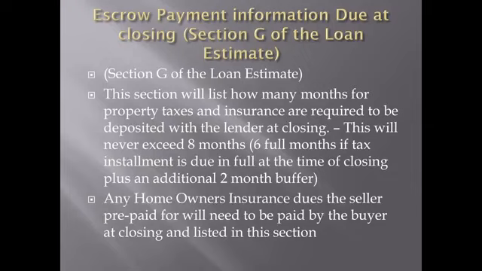Any homeowners insurance dues that the seller prepaid for will need to be paid for by the buyer at closing and listed in this section. Now, when I say homeowners insurance, I actually mean homeowners association dues. So not homeowners insurance dues. That's a typo. Homeowners association dues. Okay, so if there's an HOA on the property, it's the same exact thing as the prepaid taxes that we were talking about earlier also, where if they've prepaid for 15 days of the month in advance, then that's going to be a prepaid cost.